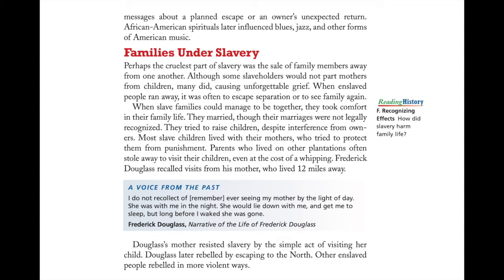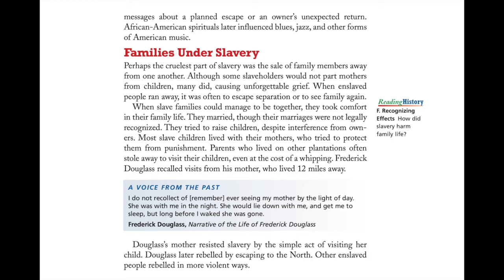Families under slavery. Perhaps the cruelest part of slavery was the sale of family members away from one another. Although some slaveholders would not part mothers from children, many did, causing unforgettable grief. When enslaved people ran away, it was often to escape separation or to see family again. When slave families could manage to be together, they took comfort in their family life.